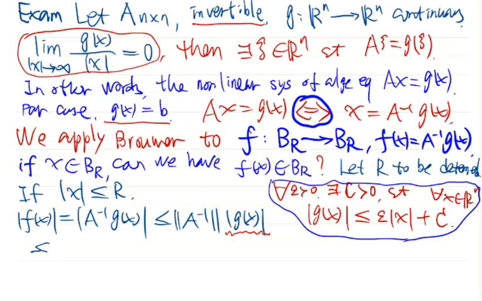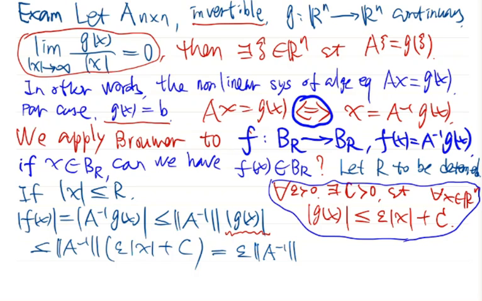So this is not greater than the norm of A inverse times the norm of g(x), which we enlarge by epsilon times the norm of x plus c. That is, epsilon multiplying the norm of A inverse, then the norm of x, which is not greater than R, plus the norm of A inverse multiplying c. Okay, this is our estimate.